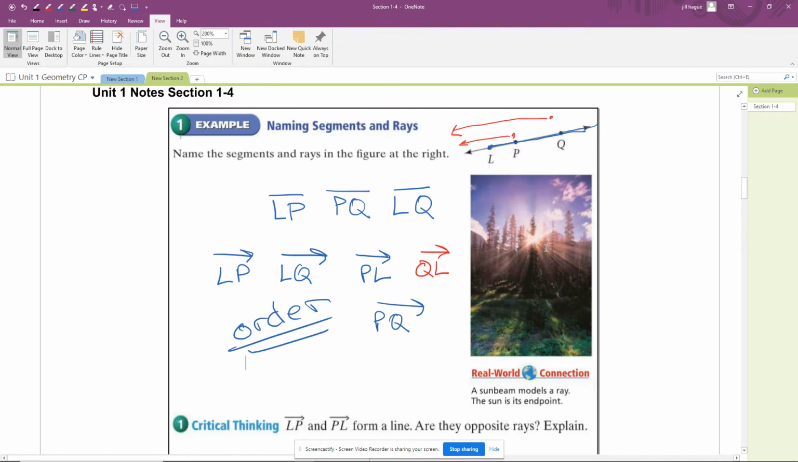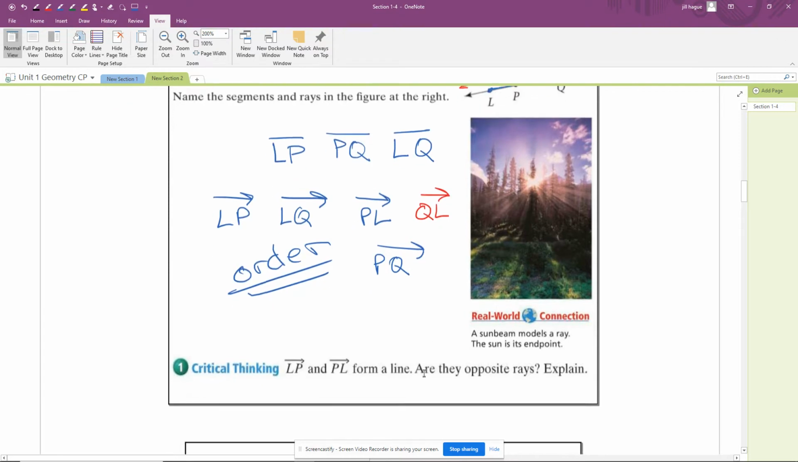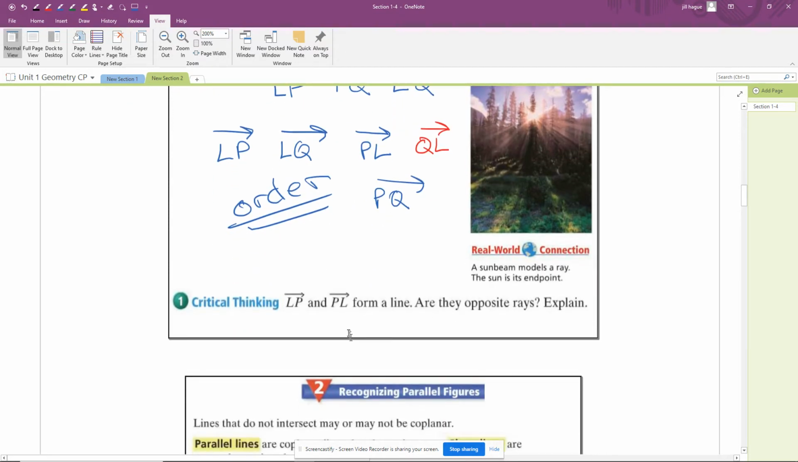They show you a little model of a sunbeam. That's kind of what I was talking about with a flashlight, right? Wherever you're holding it is the endpoint, and it shines out. Think of the sun, right? Ray of sun. You've heard that before, I'm sure.